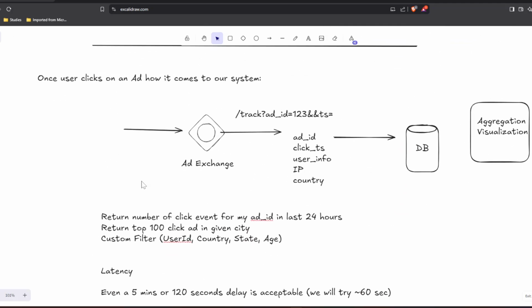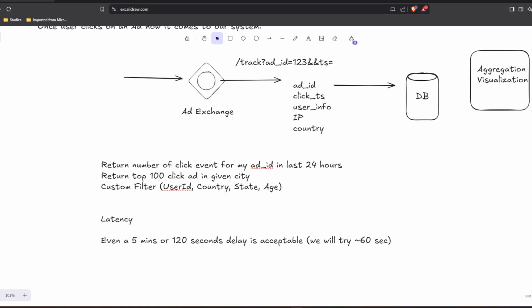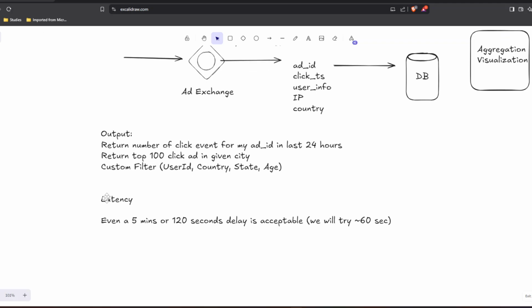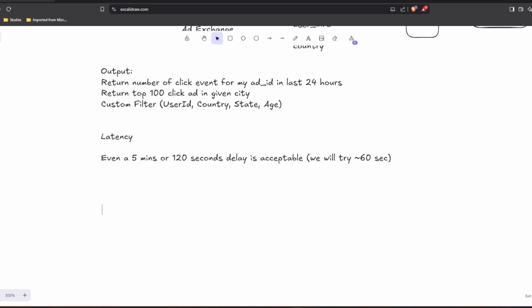So now that we have this basic data, what will be our output of the system, and what will be our latency of the system. Let's talk about what the primary endpoints of our system are when the click event occurs. Why are endpoints important? Because suppose there is a Google Ad Exchange server, it will tell you to use my endpoint and send this payload, and only then will I be able to store it.